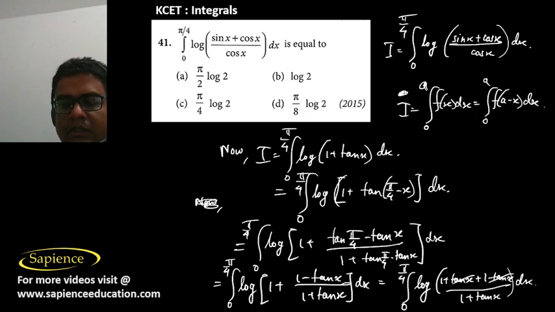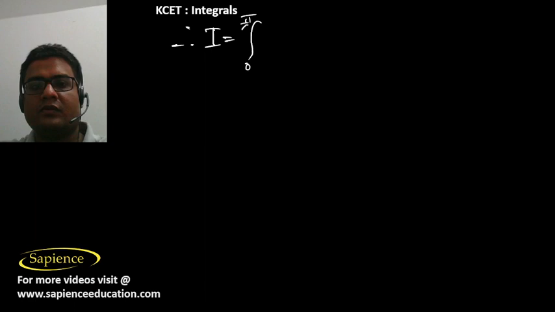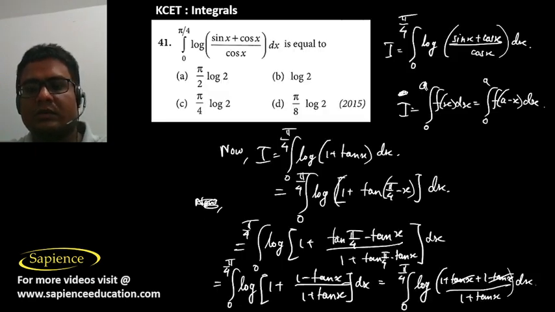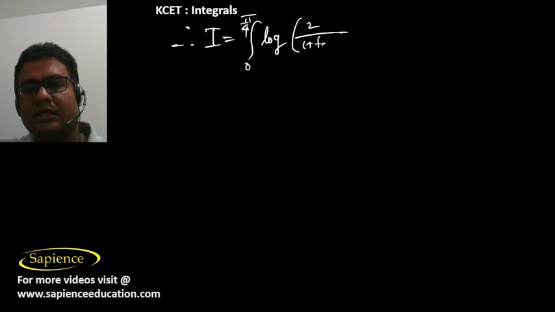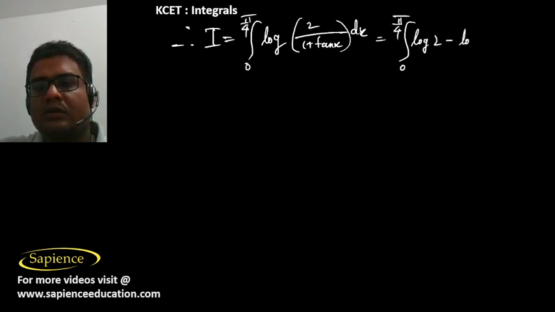So tan x and tan x will cancel. Therefore the integral I can also be written as 0 to pi by 4 of log of 2 by 1 plus tan x dx, which is nothing but we can write 0 to pi by 4 of log 2 minus log of 1 plus tan x dx.